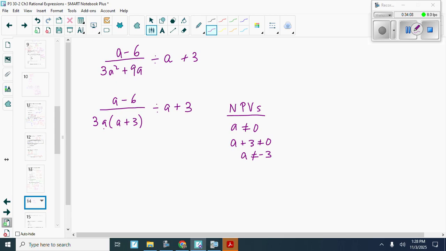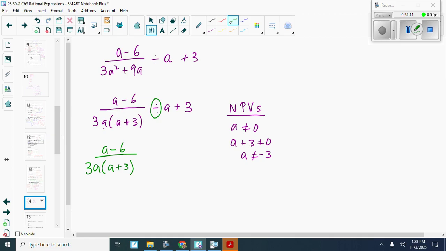Now we're ready. Don't forget order of operations, BEDMAS. It says that we have to prioritize multiplication and division before addition. So we're going to do the division first, and we're going to wait until the very end before we do the +3. So we're going to go a minus 6 all over 3a, a plus 3. Okay, make sure I'm on the right track.